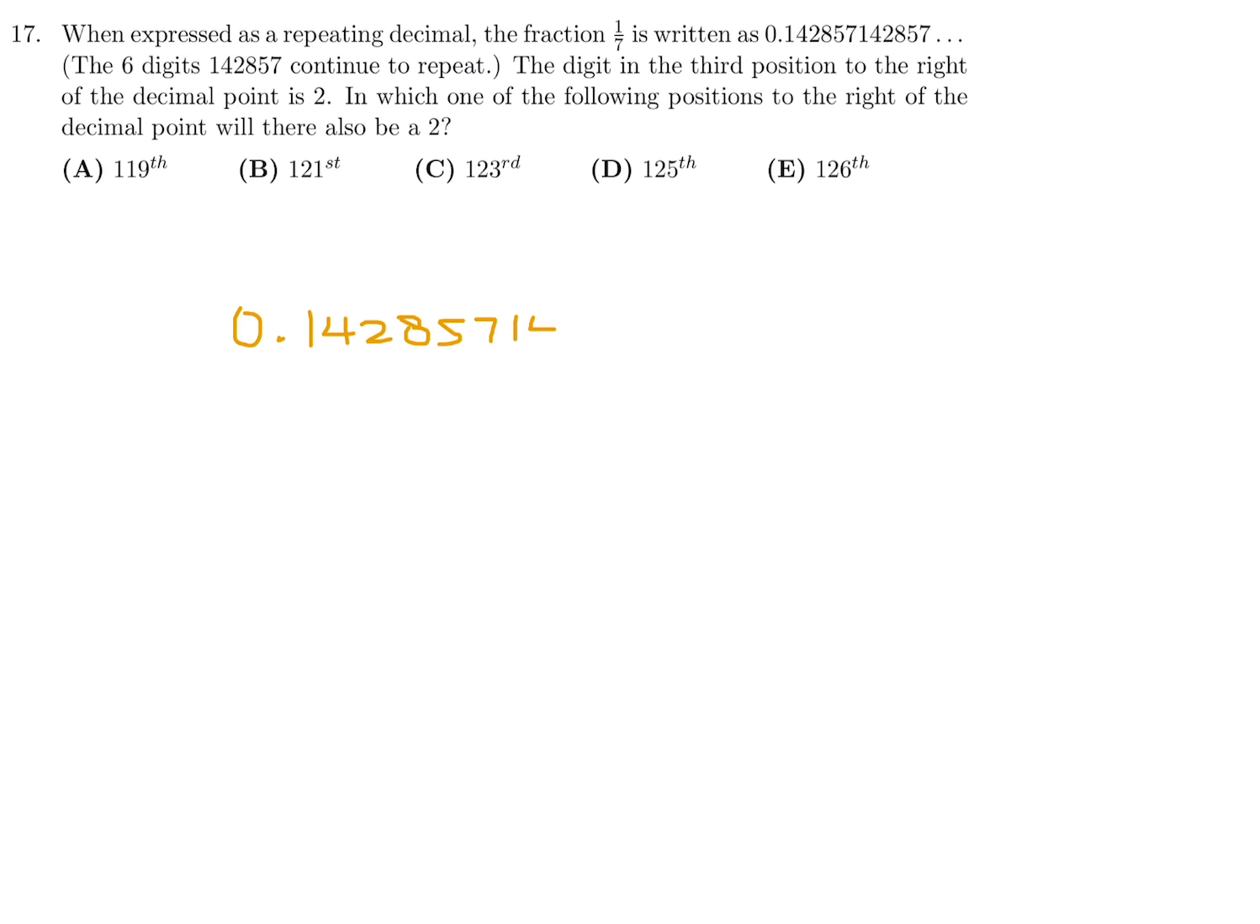142857, 142857, 142857, and so on, right? You guys get the idea. Well, the 2 here is in the third position. The 2 here is in the 9th position, and the 2 here is in the 15th position. So basically, it's going up by 6 every time.